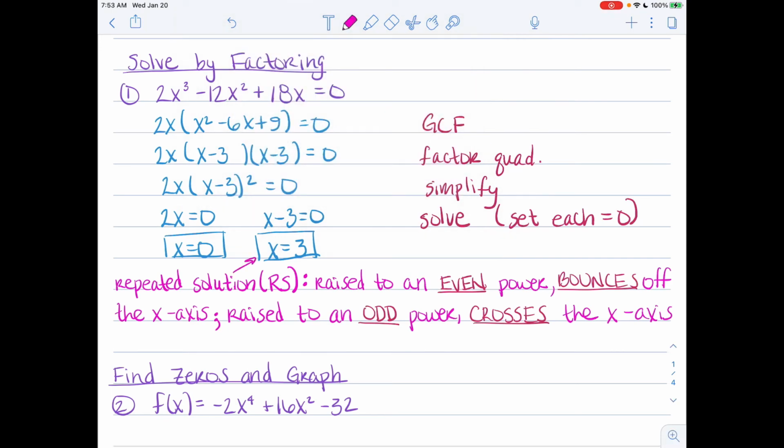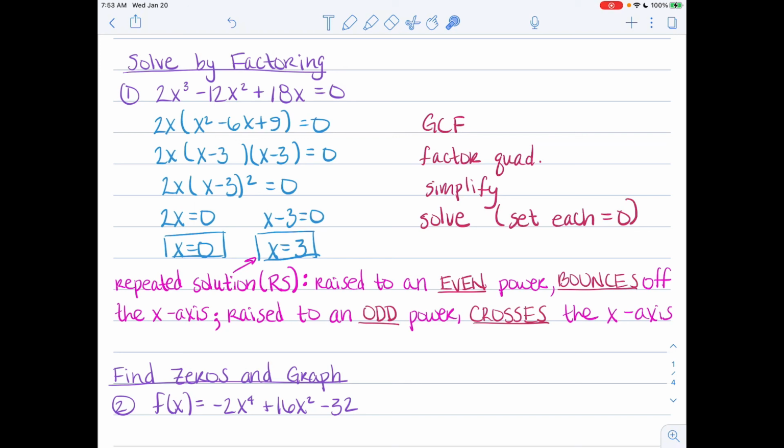And so whenever a repeated solution is raised to an even power like we had, it's raised to the power of 2, then our graph is going to bounce off the x-axis at that point. So it's either going to come up from below, touch the x-axis and turn and go back down, or vice versa. It will be coming down from above, touch the x-axis, and come back up. If it's raised to an odd power, it's just going to cross the x-axis.